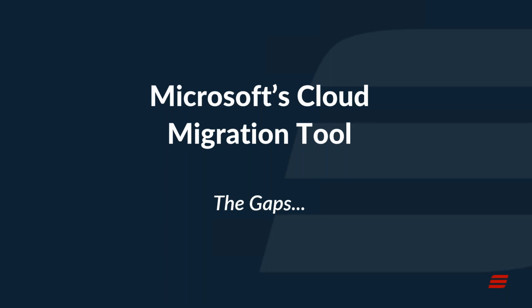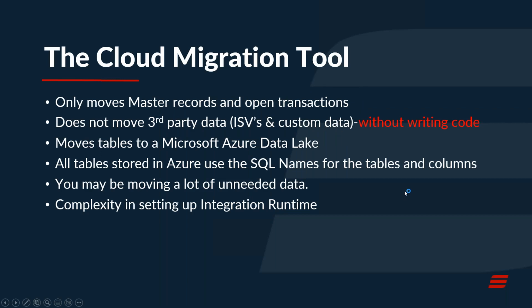Many of you maybe have had some exposure to what is available from Microsoft's cloud migration tool. So let's talk about what are some of the things that are there, and maybe what some of those gaps are. There's kind of two parts to this, and I'll be really careful. There's a part of the cloud migration tool that will grab some of the master records and open transactions, and it'll move that information to the Business Central tenant.